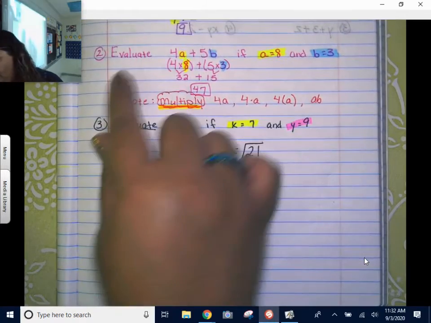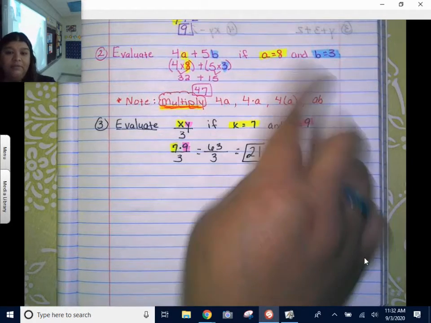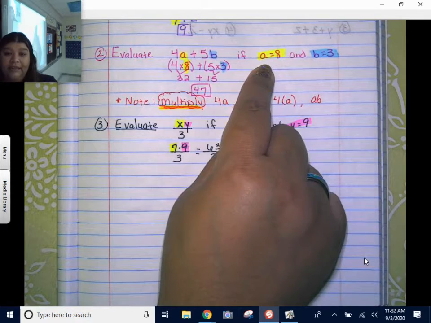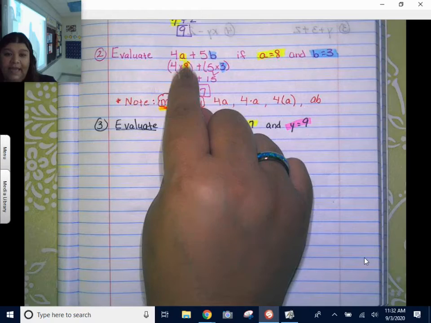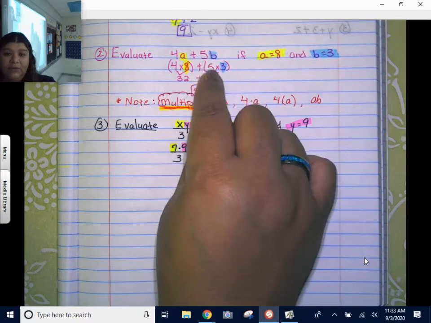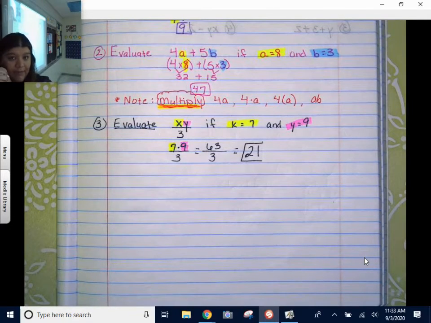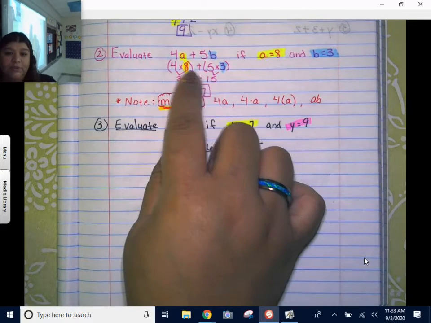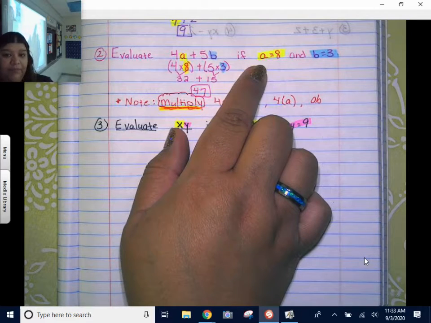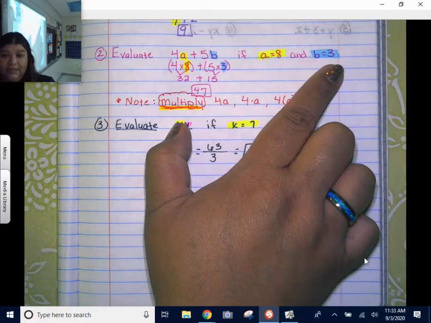On the next one, we're evaluating 4a plus 5b if a equals 8 and b equals 3. Here I'm telling you exactly what the variables represent. When I see the variable a, I'm replacing it with an 8. When I see the variable b, that replaces with the number 3. Now, when you have a number right next to a letter, smack dab together, that means to multiply. So 4a means 4 times whatever a is. 5b means 5 times whatever b is, in this case, 3.